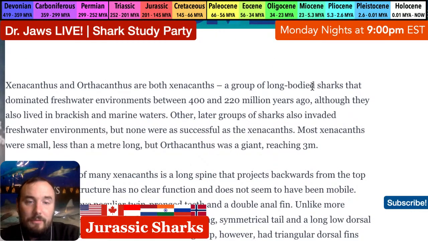Xenocanthus and Orthocanthus are both xenocanths, a group of long-bodied sharks that dominated freshwater environments between 220 million years ago, although they also lived in brackish and marine waters. Other large groups of sharks also invaded freshwater environments, but none were as successful as the xenocanths. Most xenocanths were small, less than a meter long, but Orthocanthus was a giant reaching 3 meters.